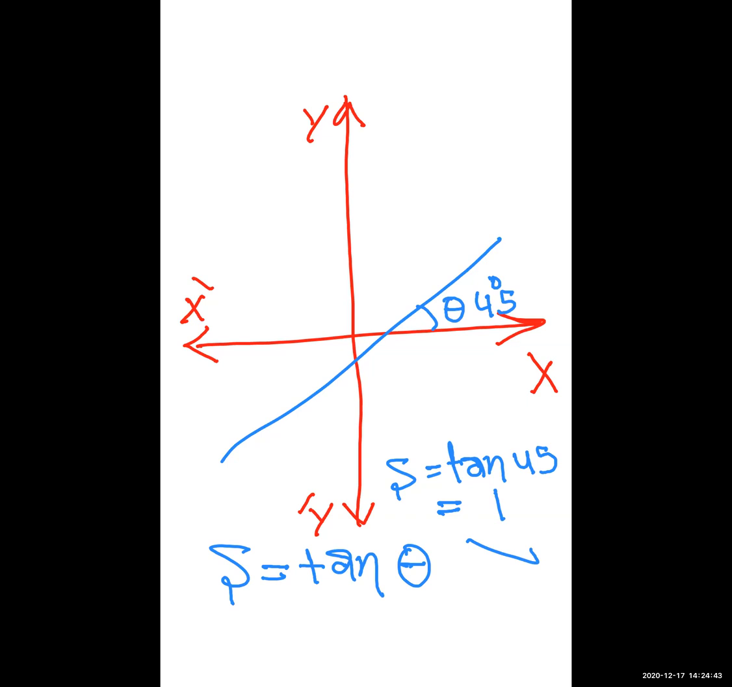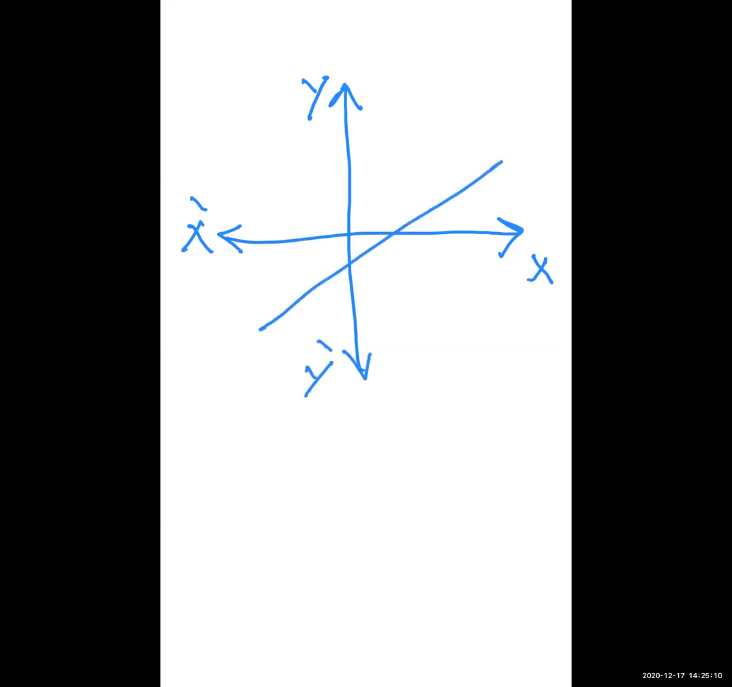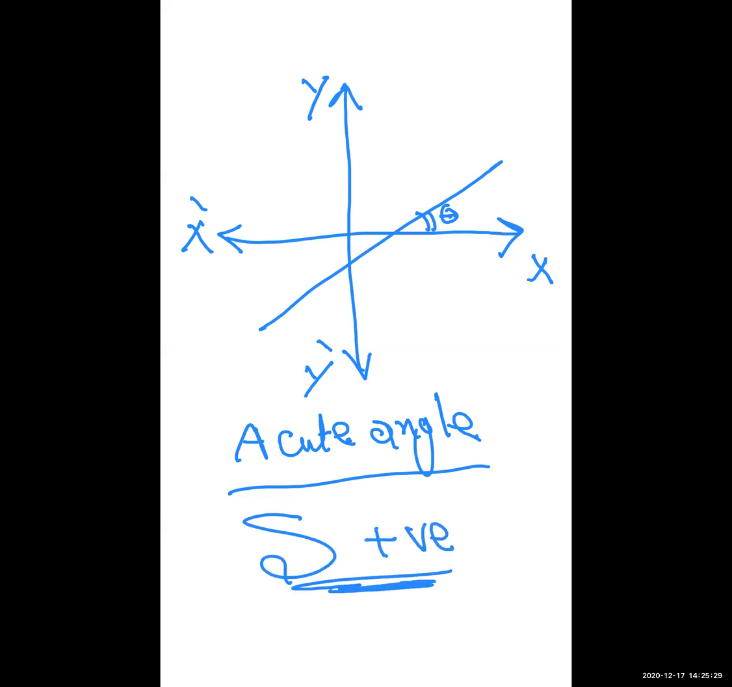The next point is the types of angles which we can find here. The first one: if this is the xy plane, x and y, and x dash and y dash, and the straight line is like this, then theta is an acute angle. If theta is an acute angle, the slope is positive. In case this angle is acute, this means that the slope will be positive.